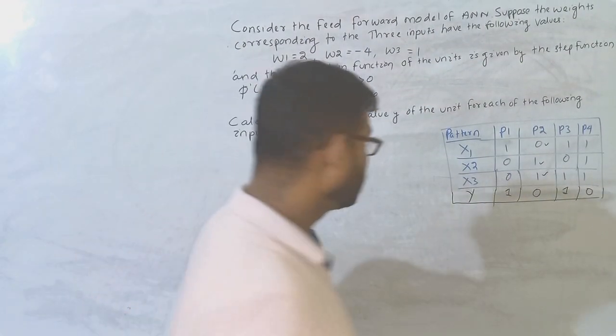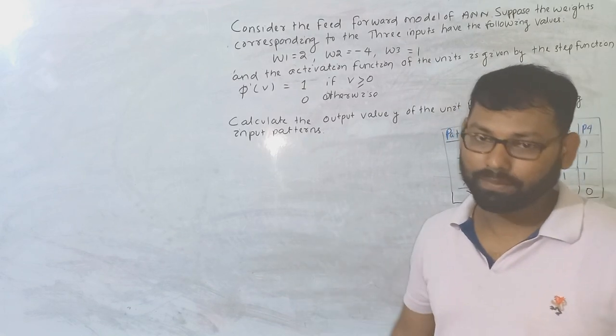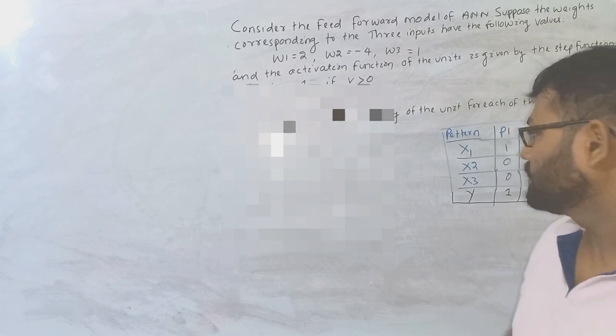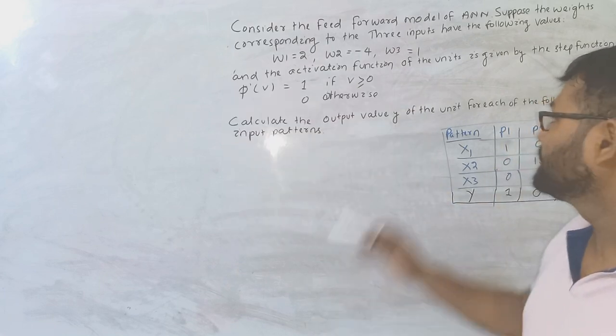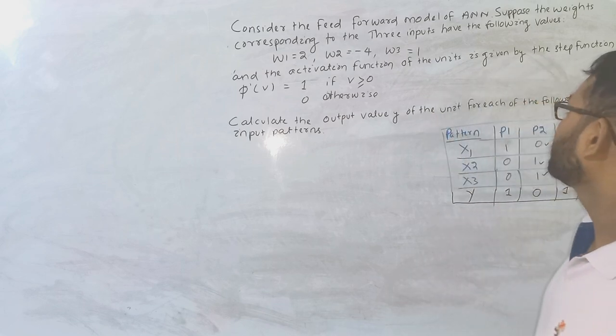Okay, so here is the question. This is a question related to the perceptron, how the perceptron algorithm does the prediction. Here the question is, there is a feed forward model for an artificial neural network. Basically, this is the perceptron.